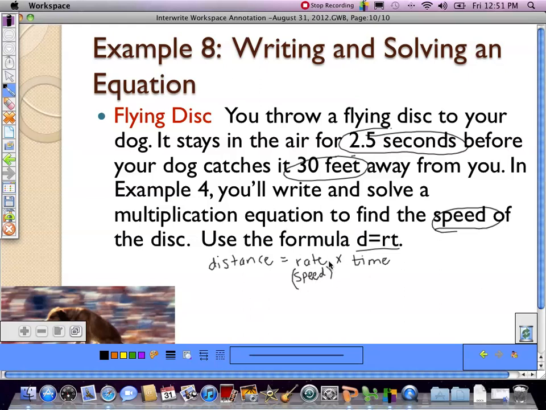Now, let's plug in the things that we know from our equation. We know that the disc was in the air for 2.5 seconds. So here where the time is, seconds is a time measurement, so we're going to put 2.5 right where the T, where the time would be located. We know our dog caught it 30 feet away, and feet is a distance measurement, so we're going to plug in 30 here. The question asks us to find the speed, so the rate is what we're looking for. That is our unknown quantity, so that's going to stay R. So our equation is 30 equals 2.5 times R.